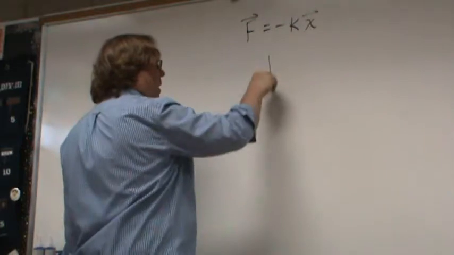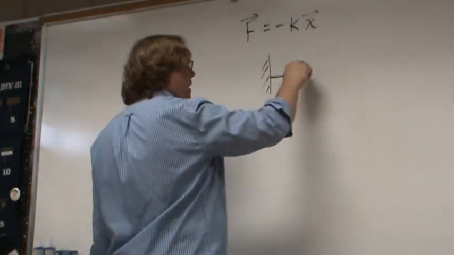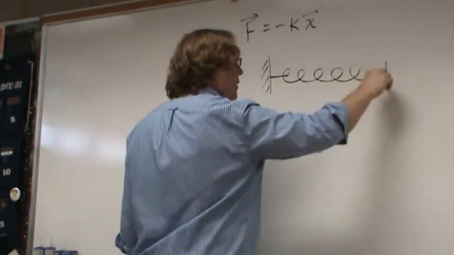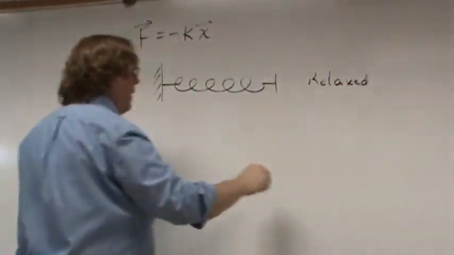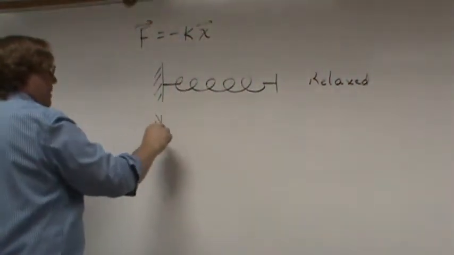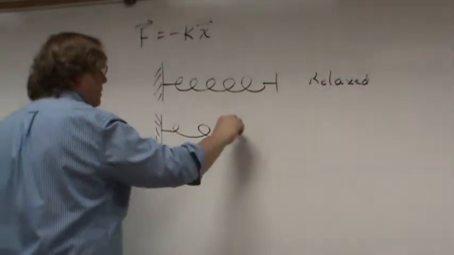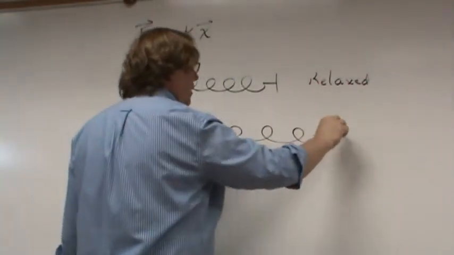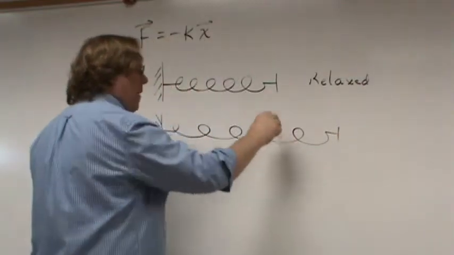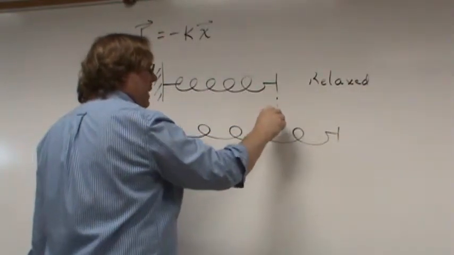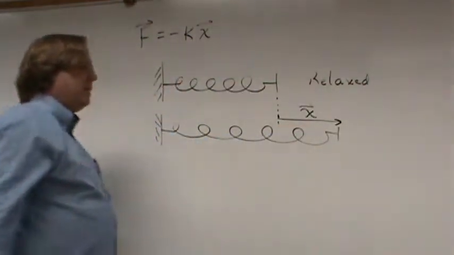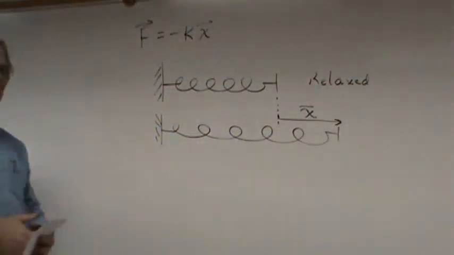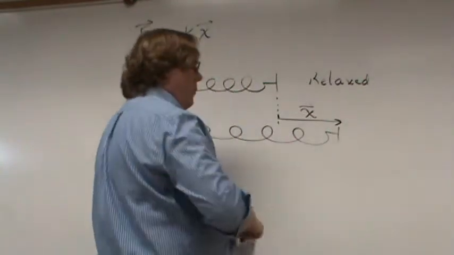Let me show you what I'm talking about. Let's say I had a horizontal spring that looks like this. This is a relaxed spring. And then let's say I displaced it to the right. That is, I displaced it in that direction. My x is in that direction. Let's say I displaced it by pulling on it with my hand.